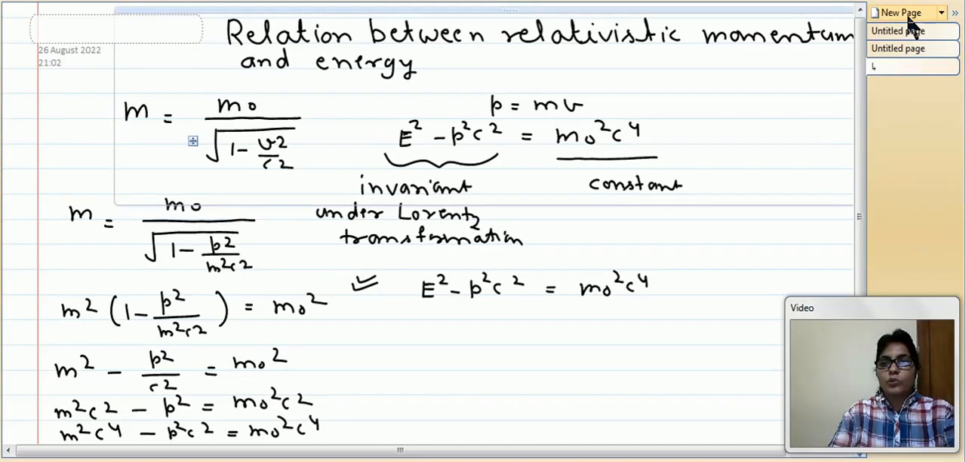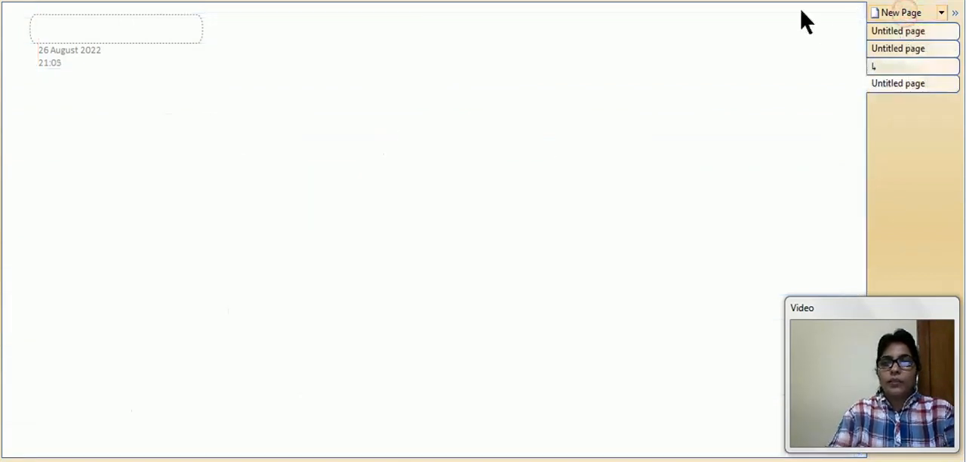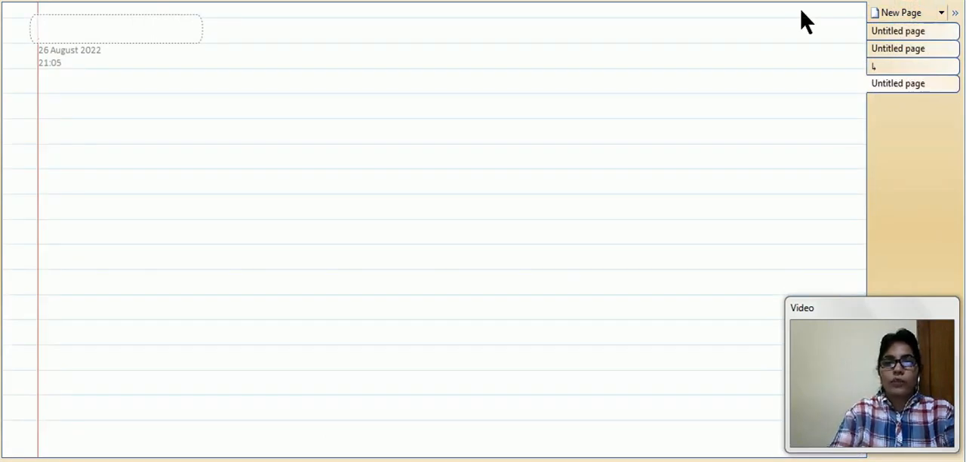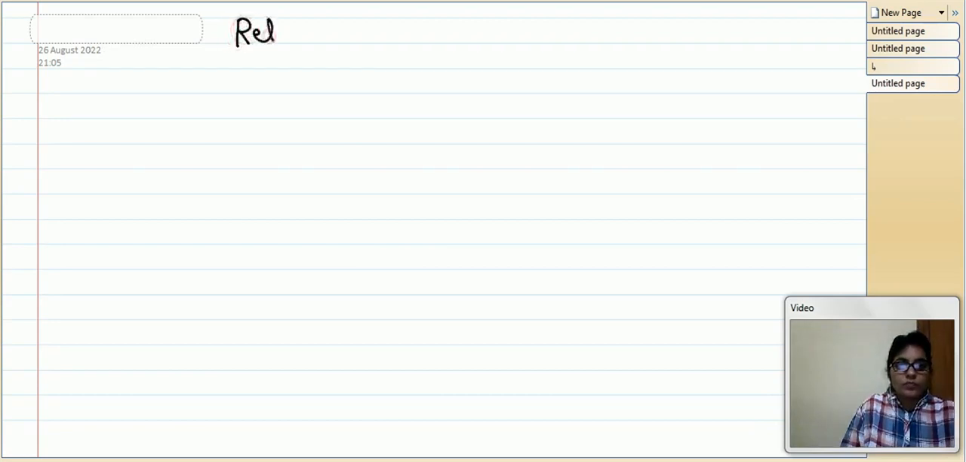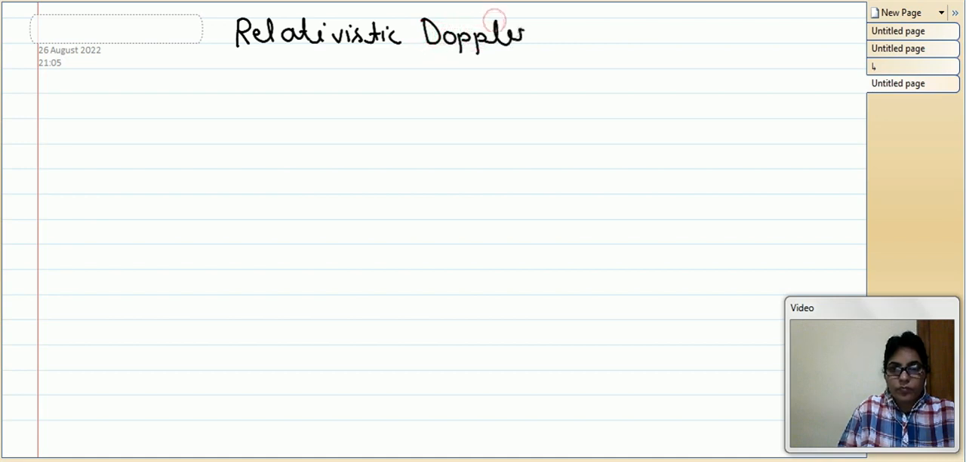Now let us come to the next topic, which is relativistic Doppler effect. So put the heading relativistic Doppler effect. So let us first see what is the Doppler effect. What is this Doppler effect?